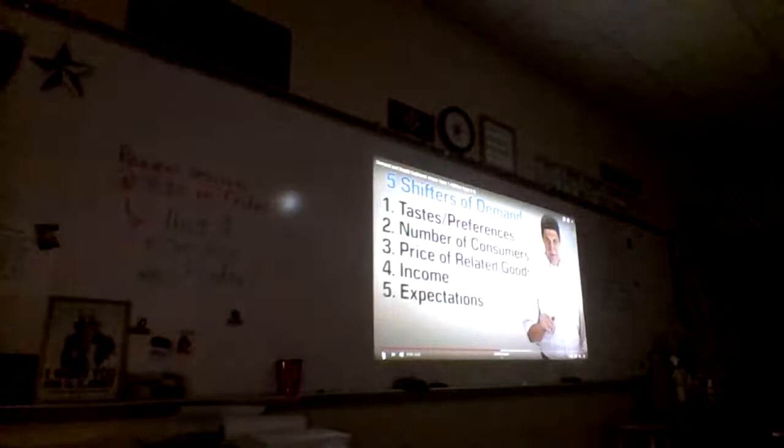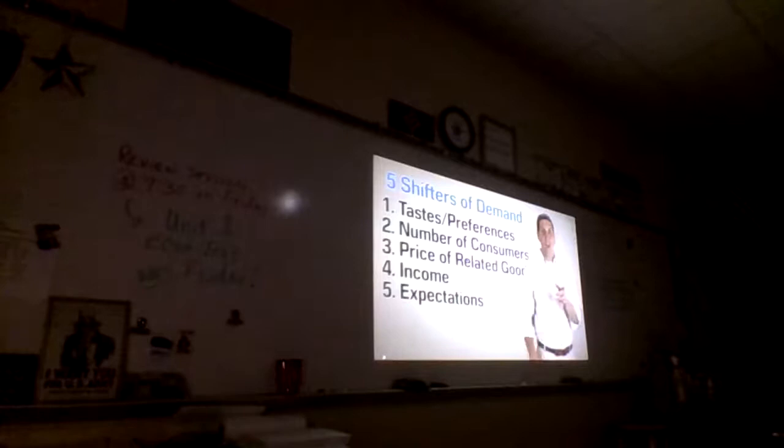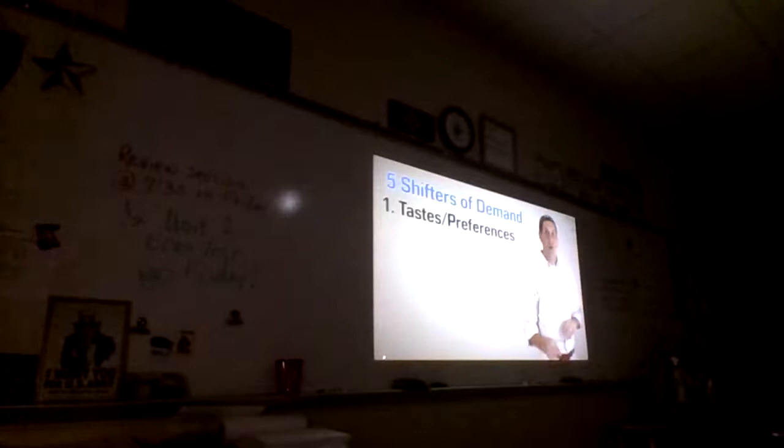Now, there's five shifters or determinants of demand. These are the things that cause the demand curve to shift. The first shifter of demand is tastes and preferences. For example, what if a new study comes out that says that kids who have milk in the morning before they go to school do better at school and they're smarter? Well, that would increase the demand.